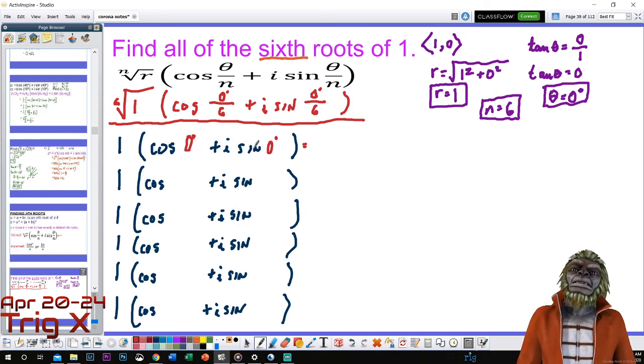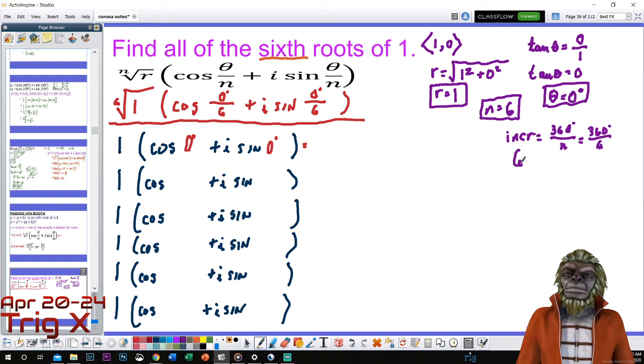Now what I have to do is take each of these angles, the zeros, and add my increments. Now I haven't done the increments yet, so I should probably do that now. Using my increment formula, it's 360 degrees divided by n. So in this case, it's 360 degrees divided by 6. So my increment is 60 degrees.